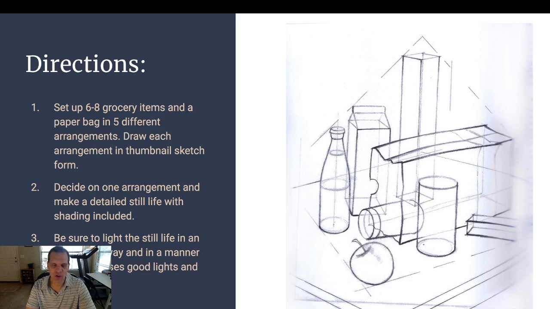One of the main things to keep in mind is you want to be sure to light the still life in an interesting way and in a manner that maximizes good lights and shadows. Just like we've covered in class, you can put your light source above the subject and at a 3/4 angle facing that subject. So you get those nice lights and shadows, reflected light, halftones, and cast shadows.